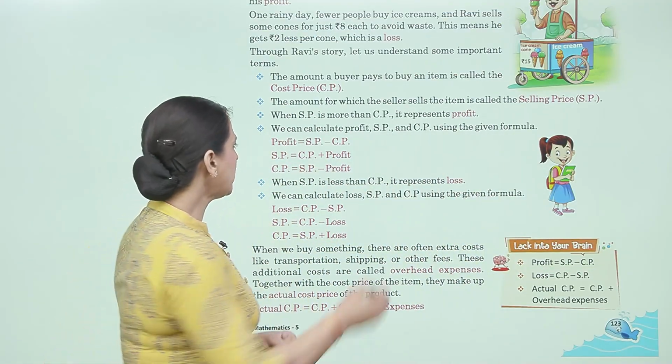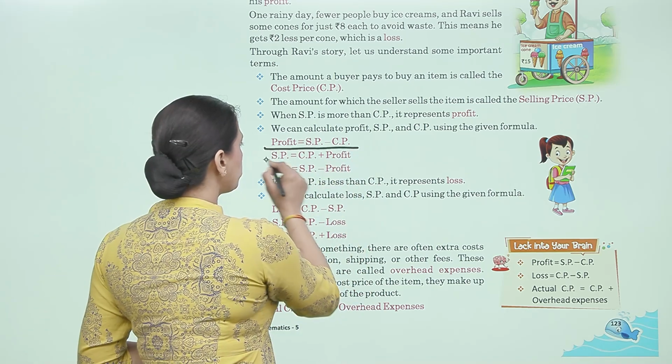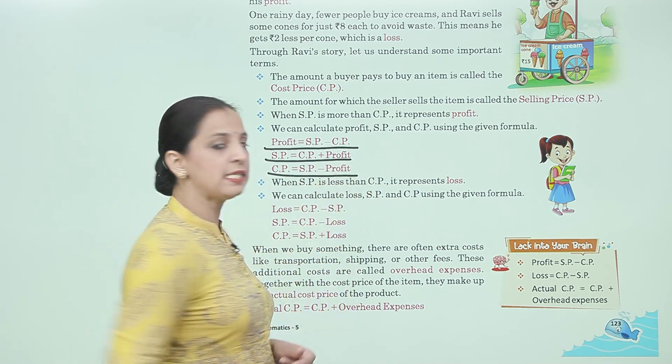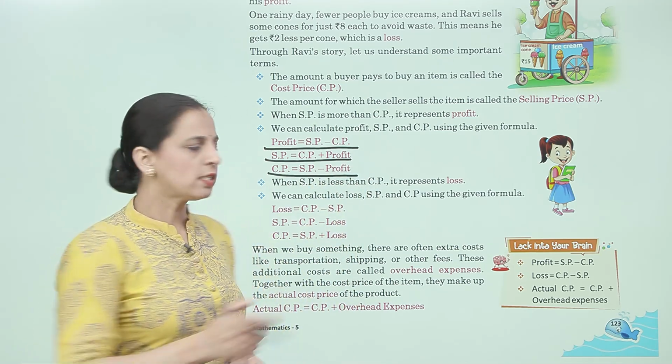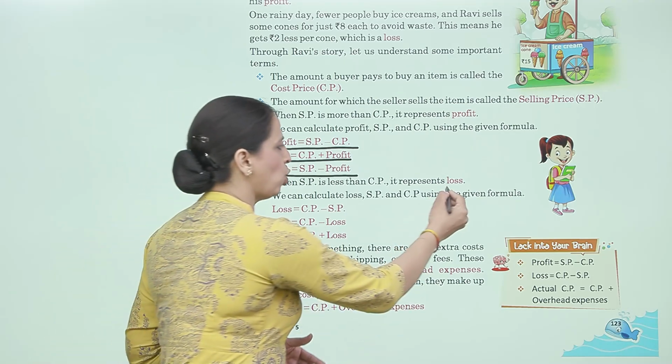First, profit is equal to selling price minus cost price. Selling price is equal to cost price plus profit. Cost price is equal to selling price minus profit. Next, when selling price is less than cost price, it represents loss.